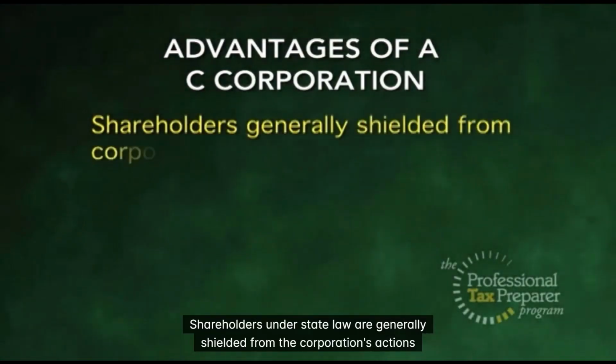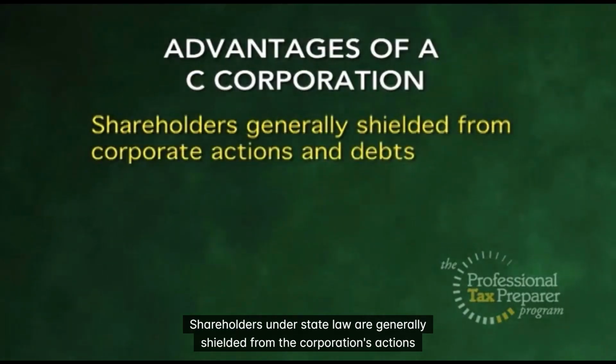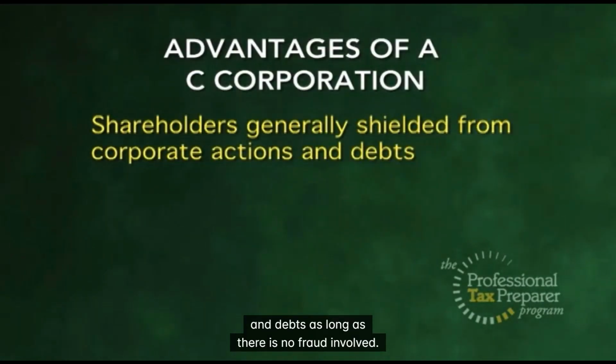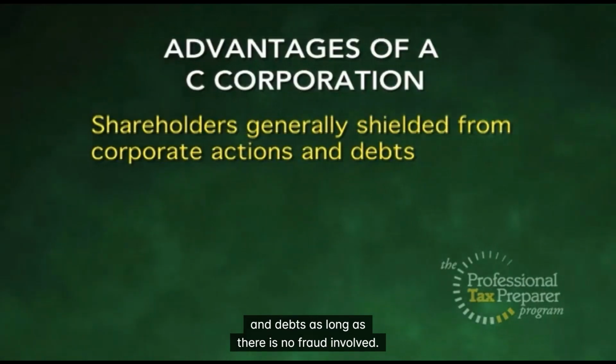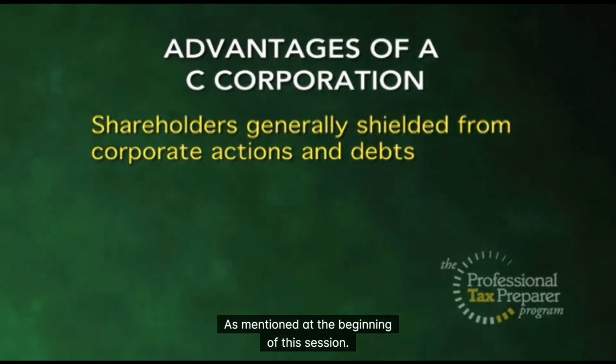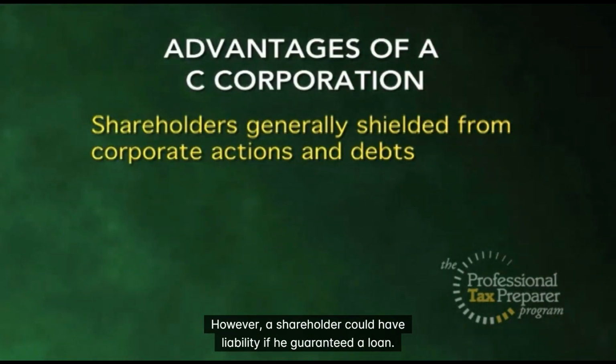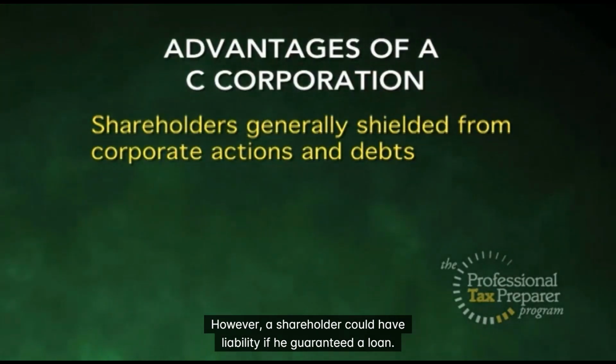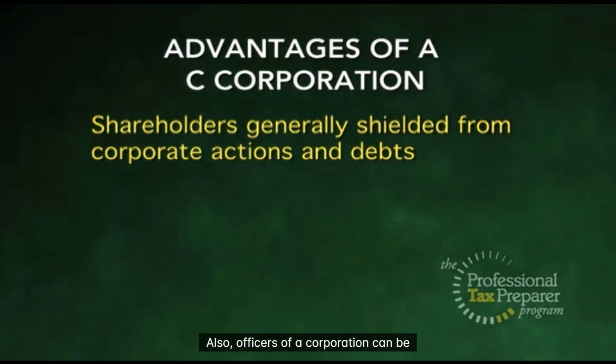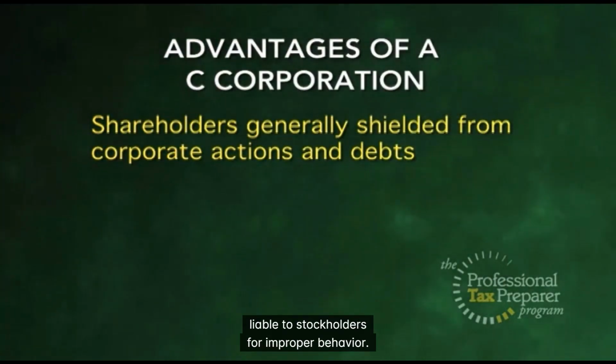Shareholders under state law are generally shielded from the corporation's actions and debts as long as there is no fraud involved. As mentioned at the beginning of this session, however, a shareholder could have liability if he guaranteed a loan. Also, officers of a corporation can be liable to stockholders for improper behavior.